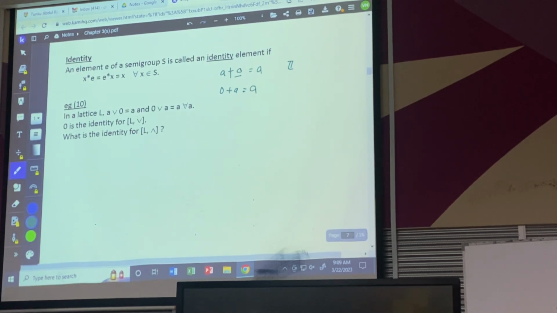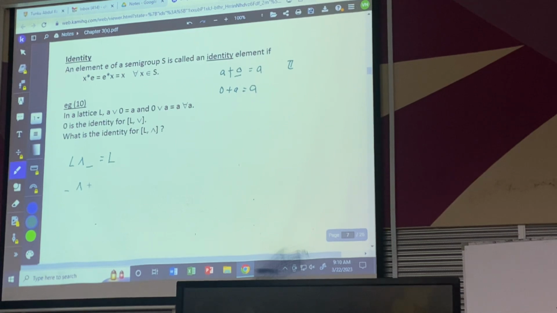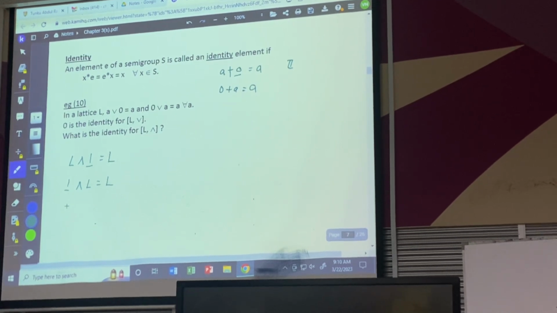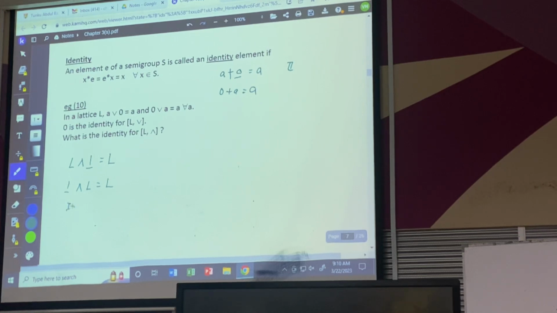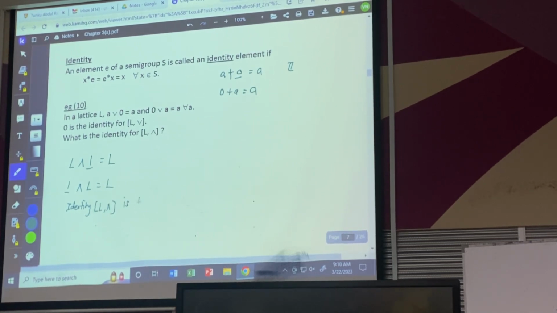So what happens if we change the OR to AND? What is the identity for L and identity equal to L? Identity and L equal to L. What is the identity here? Can anyone give me the answer? For operator AND, it is 1.